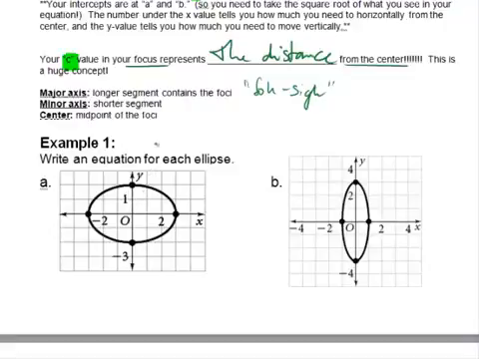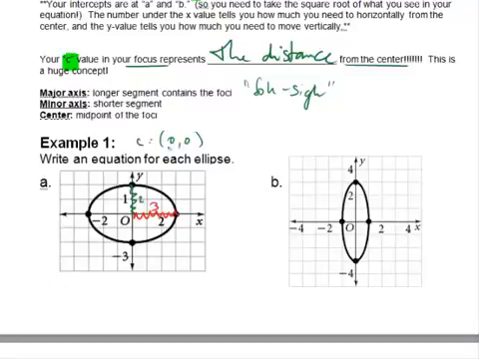So write an equation for each ellipse. First of all, we have to know the center. So for this first one here, we're centered at the origin. And then we need to figure out the distance from the center out to the side. So this is 3 units. And the distance upwards from the center is 2 units.